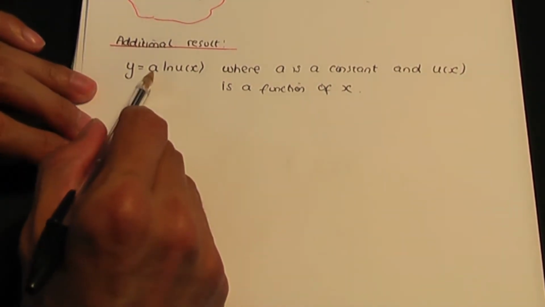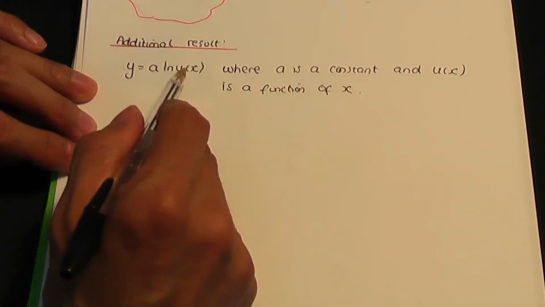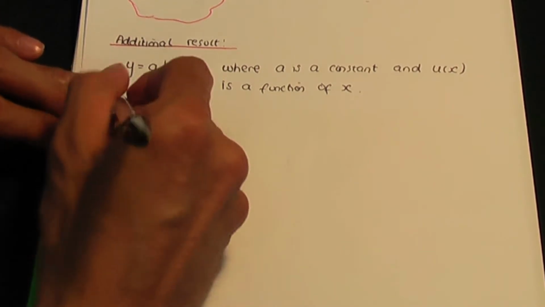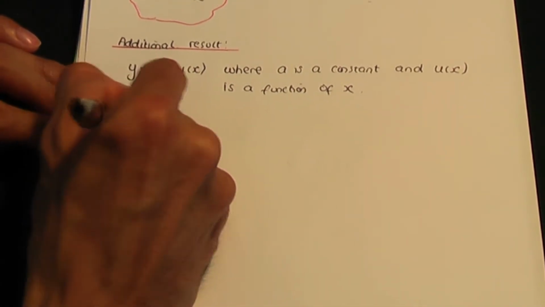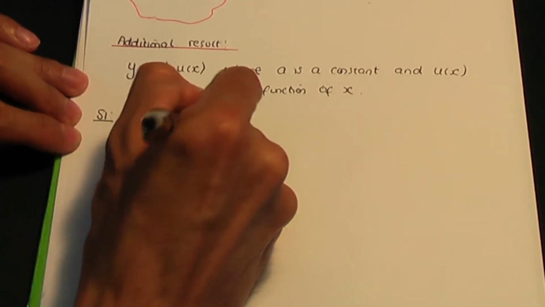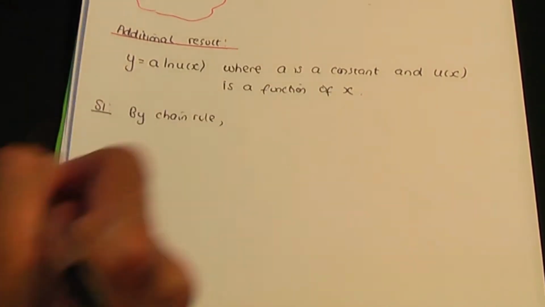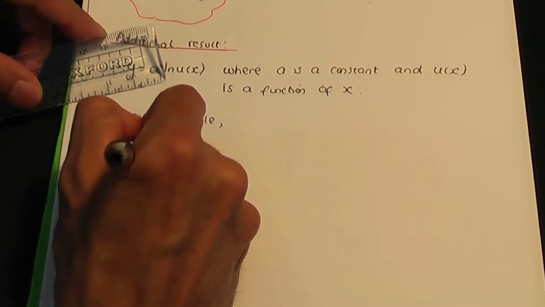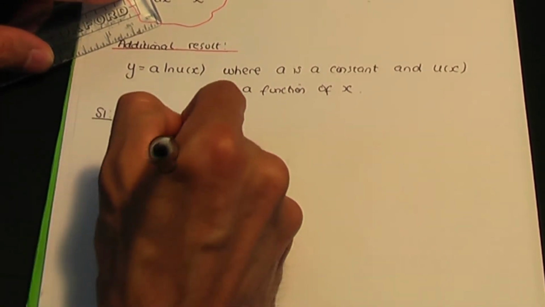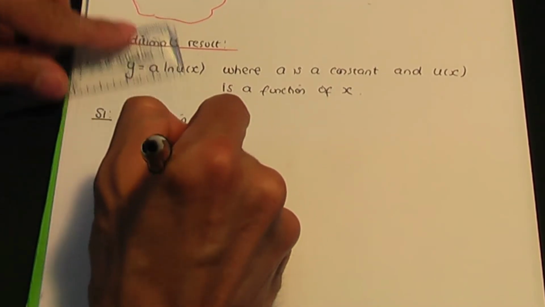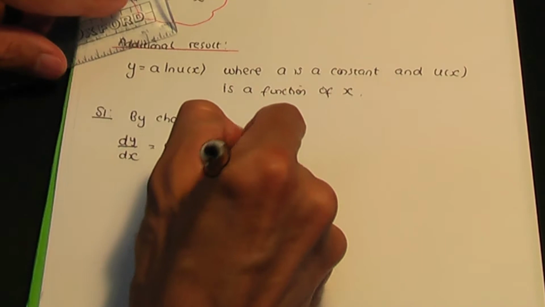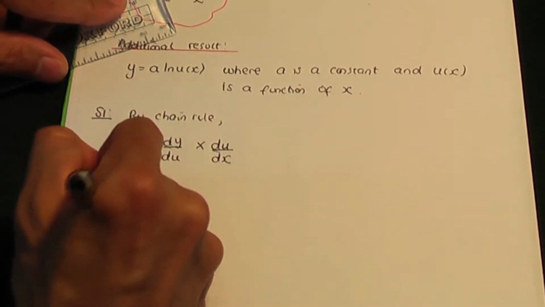So remember, in this function a is a constant and u(x), this term here, is a function of x. So let's use the chain rule. So in step number 1, by chain rule, so remember the chain rule, to calculate the gradient function dy over dx, dy over dx is dy by du multiplied by du over dx. Okay?